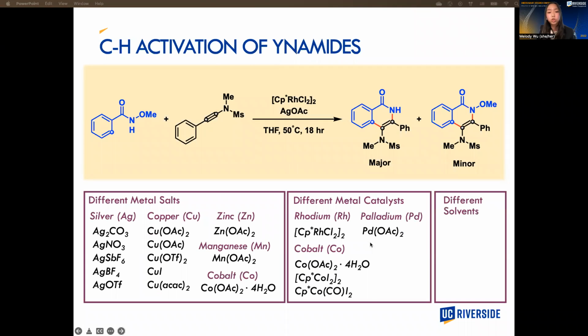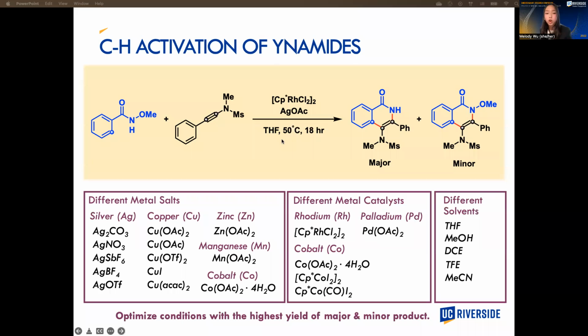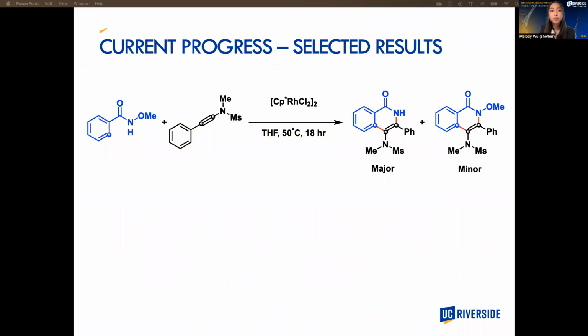And lastly, I've also switched out the solvents here. Instead of THF, I've used acetonitrile, DCE, TFE, and methanol to see if it will alter my yield, as my goal is to optimize conditions and get the highest yields for both products. From my current progress, we started with 2.2 equivalents of silver acetate. The term equivalents here just means the ratio of the amount of silver that I'm using in relation to everything else that is involved in the reaction.